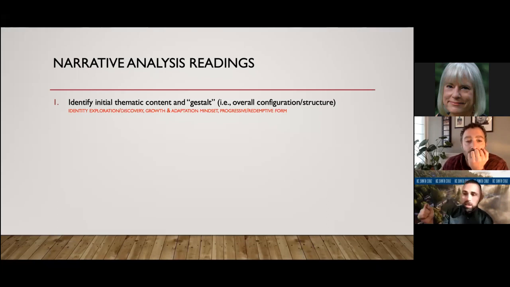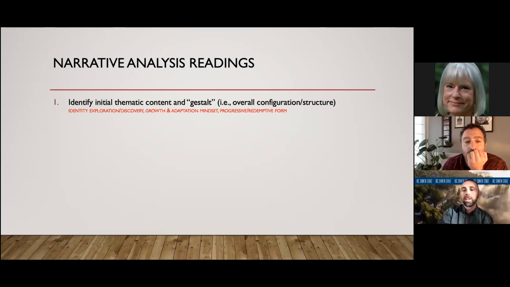You'd be annotating the transcript with your initial ideas, and you'd write a comprehensive memo several pages afterwards that lists all of this potential initial thematic content, the preliminary sense of the gestalt or the form or configuration, and a section on reflexivity.